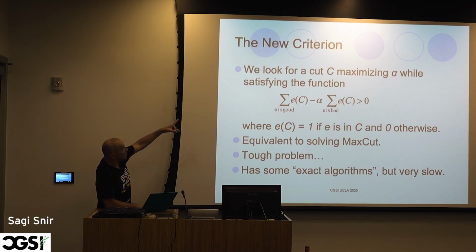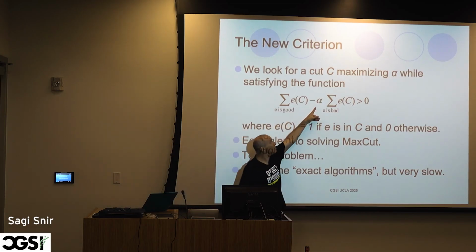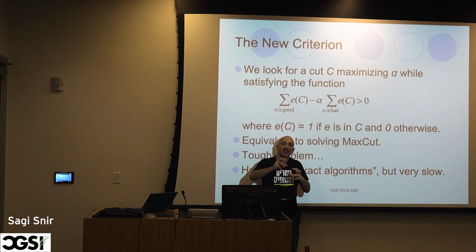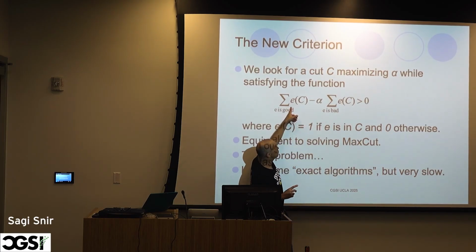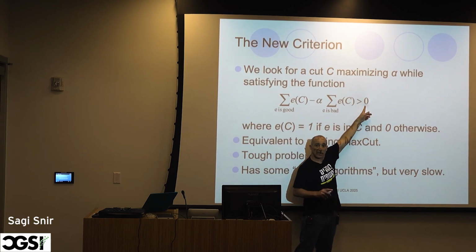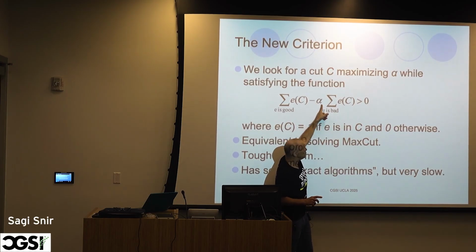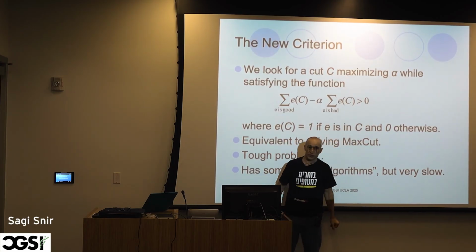Okay, so this is how we formulate it algorithmically. We look for a cut C maximizing alpha while satisfying this function. So we want to maximize this alpha, which is a ratio between the good and the bad edges. These are the good edges that we want to cut. These are the ones that we don't want to cut. So we want to maximize exactly this ratio while keeping this non-negative. And this you can give to a computer. Okay?